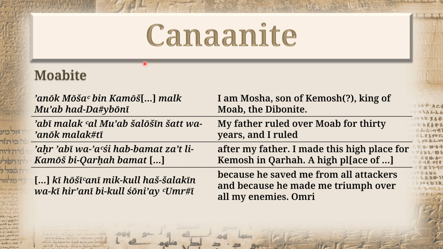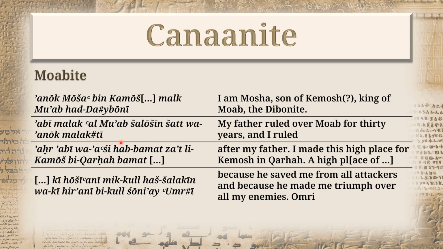Okay, so it starts with Anok Moshe bin Kamosh somebody. I am Moshe, the son of whatever his name was. Malk Mu'ab, king of Moab. Haddaiboni, the Dibonite. Abi Malaka al Mu'ab, my father ruled over Moab. Shaloshin Shat, for 30 years. Wa Anok Malakti, and I ruled Akhr Abi, after my father.